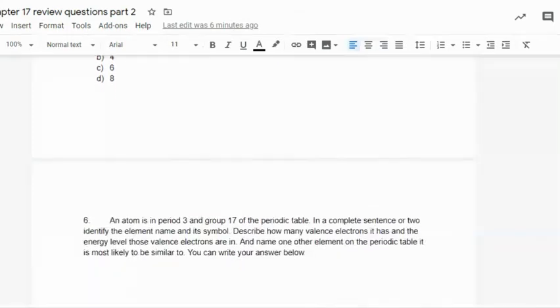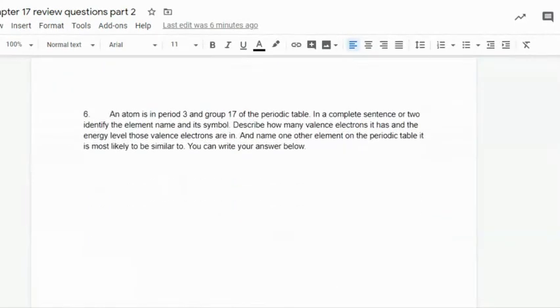All right, let's take a look at number 6. For this, you absolutely need to have your periodic table. I wish I could figure out how to get two screens up at the same time so that I could show this to you while we're doing it. But you should have your periodic table in your hand. Take a look at that if you haven't.